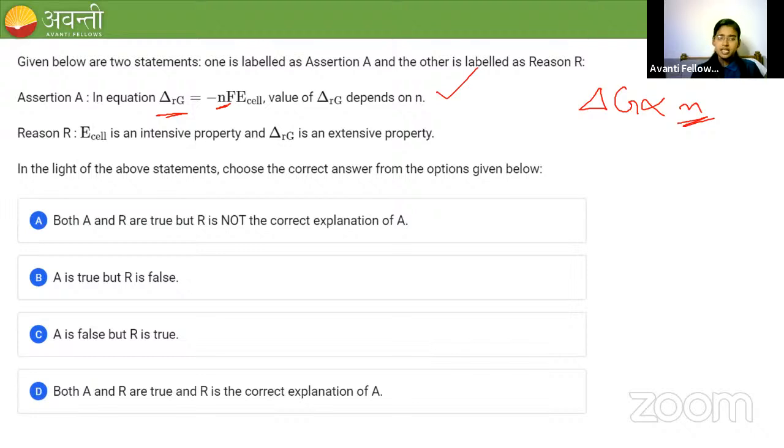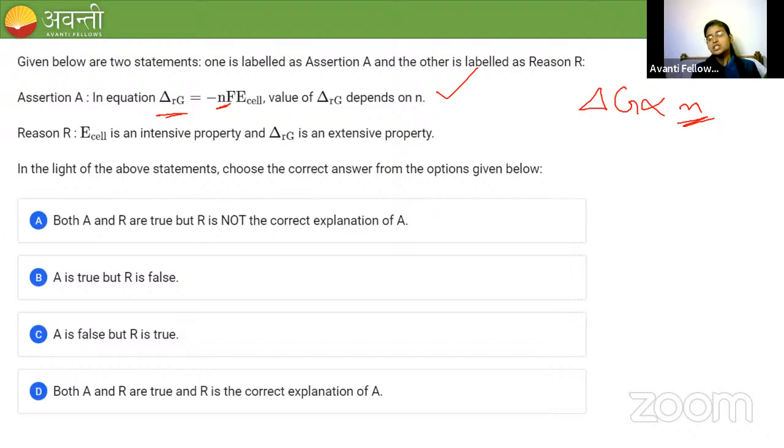E cell is an intensive property and delta G is an extensive property. What do you say about this? Whether E cell being intensive and delta G extensive is correct or wrong? What is meant by intensive property and extensive property first of all? In the class 11 thermodynamics lesson, you might have studied about this.